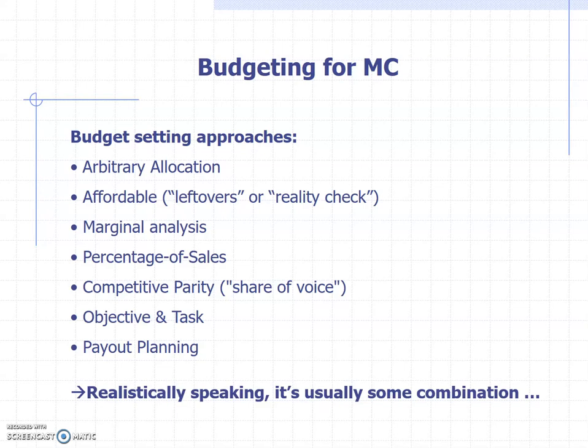You might say, well, this is what we need to do, and use objective and task and say this is how much it's going to cost. But then your general manager or the owner of the company says, look, we don't have that much, we just have this much. And then you try to allocate it as best you can. Or maybe you say, well, what's the competitors doing? We need to match the competitors.